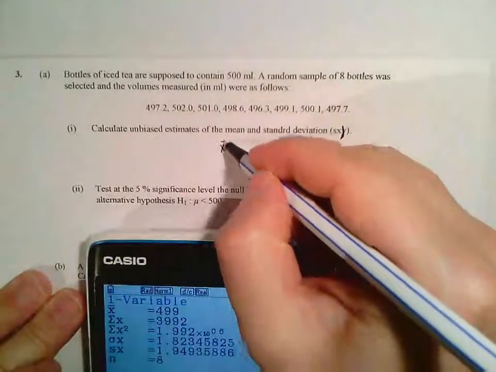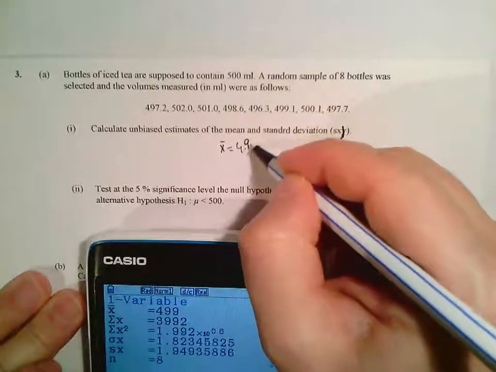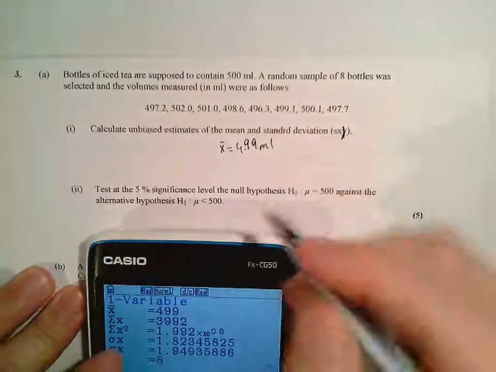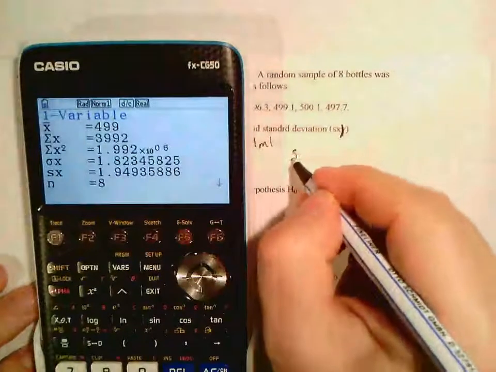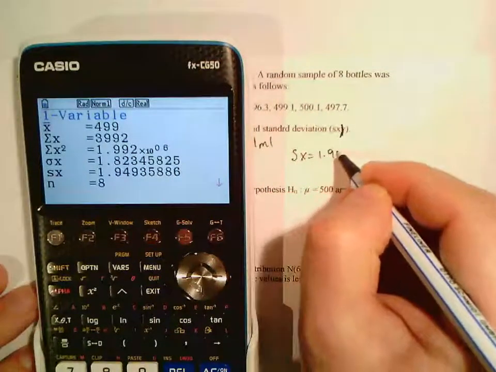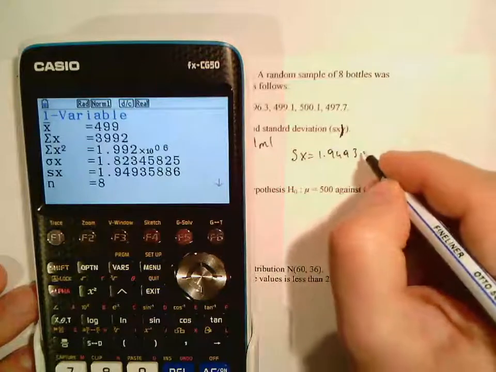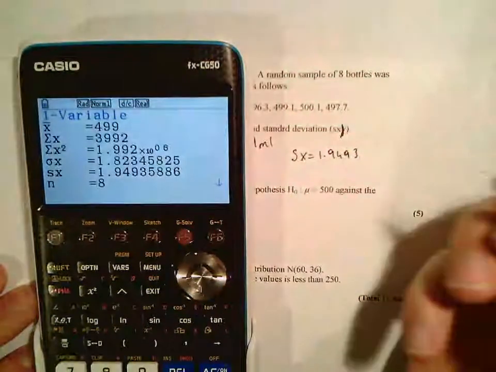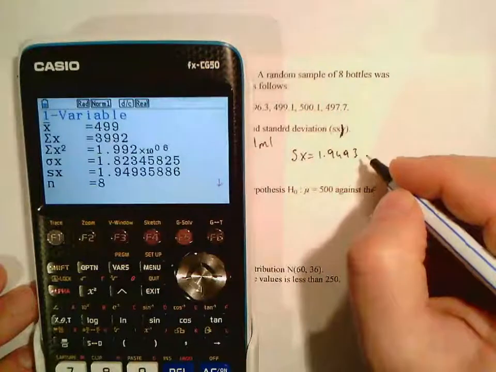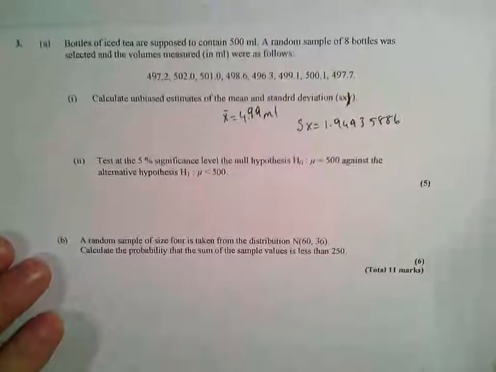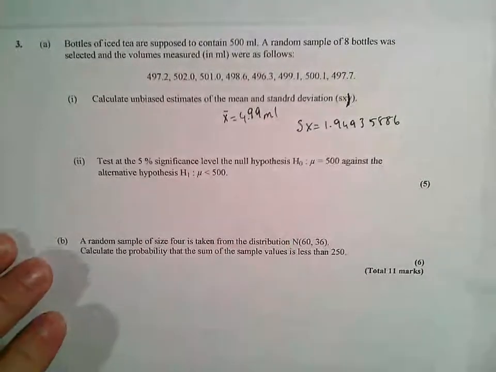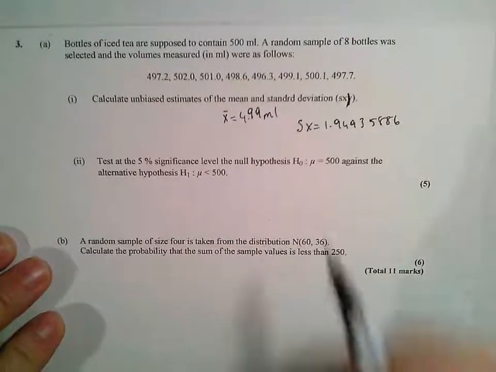Then the sample mean is 499 milliliters. And the standard deviation, this is the sample standard deviation, okay? So the standard deviation is 1.9493. So write it all down, as long as it doesn't say 3 significant figures, just write it all down: 5886.